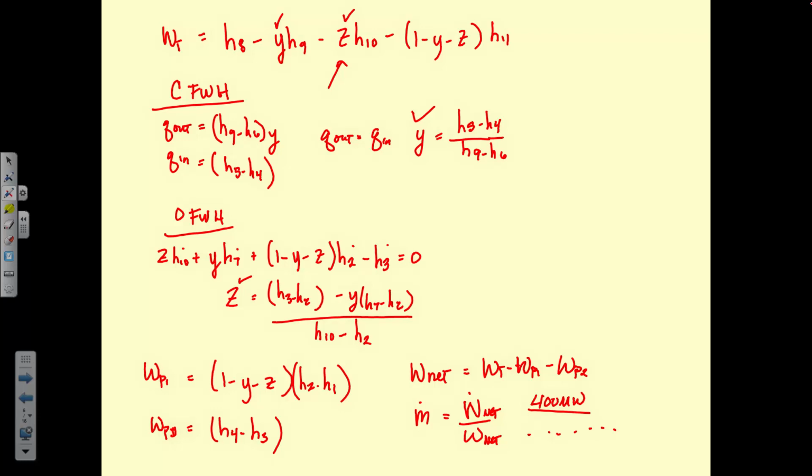And in my scanned solution, I somehow have plus signs here. That's not correct. It should be minus signs.